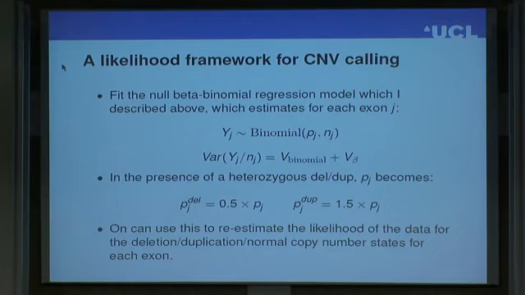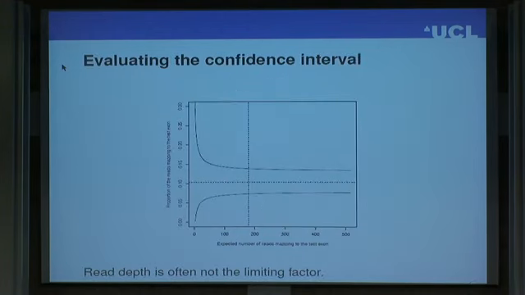We can estimate the likelihood of the data for the deletion, duplication, and normal copy number states for each exon. And we have a model. So for example, if the read depth is supposed to be 10% on average, that would be your confidence interval under the null. That would be what you get for the deletion state. That will be what you get for the normal state. And the whole point is, do you have enough read depth to nicely separate this red area from this black area that you have here?